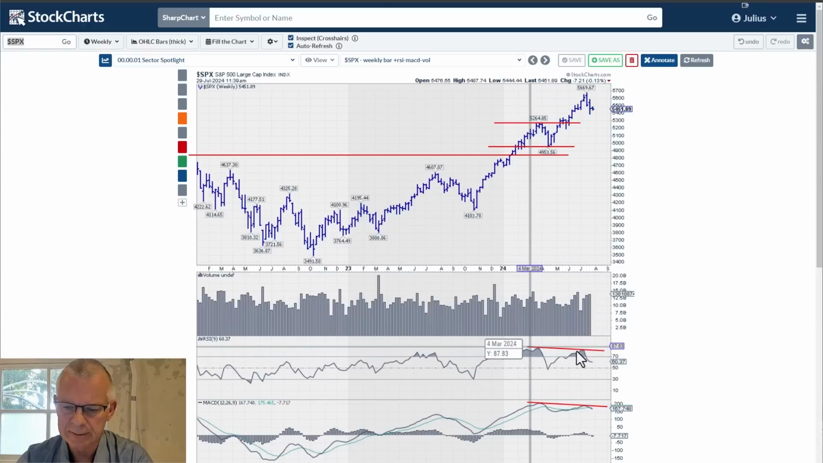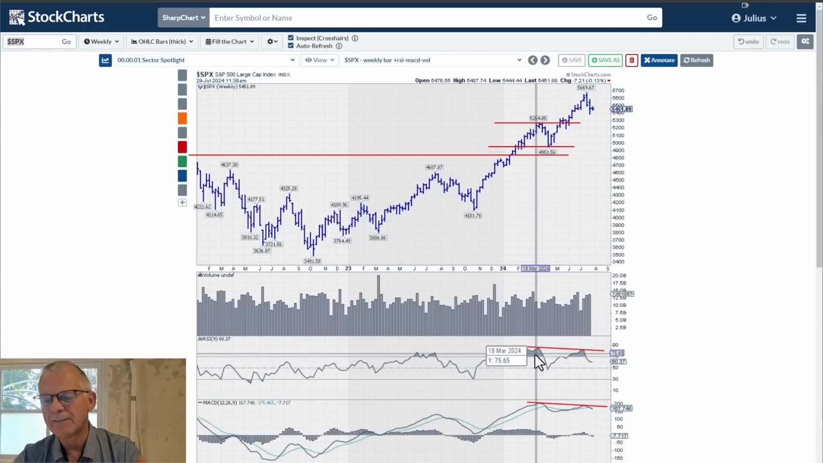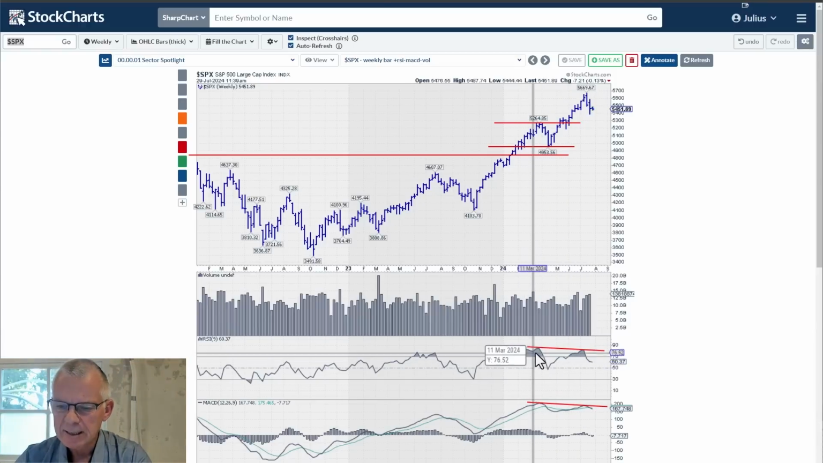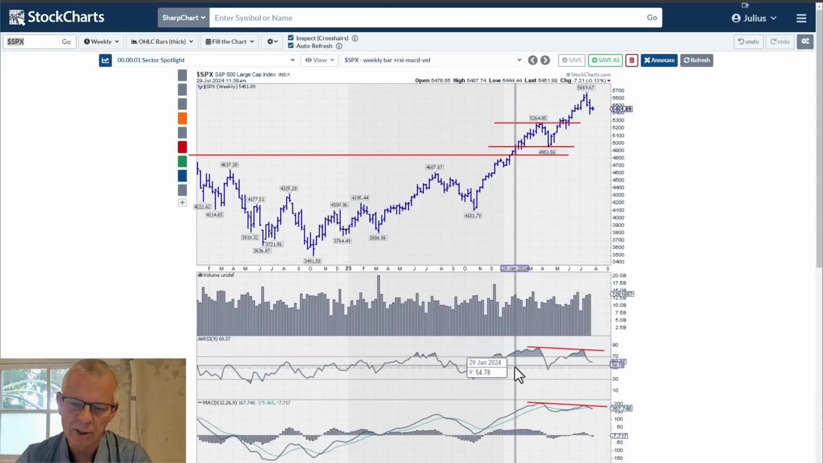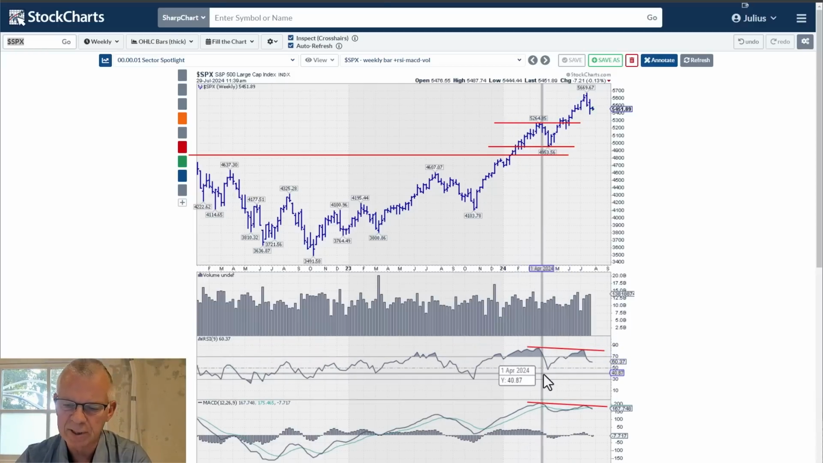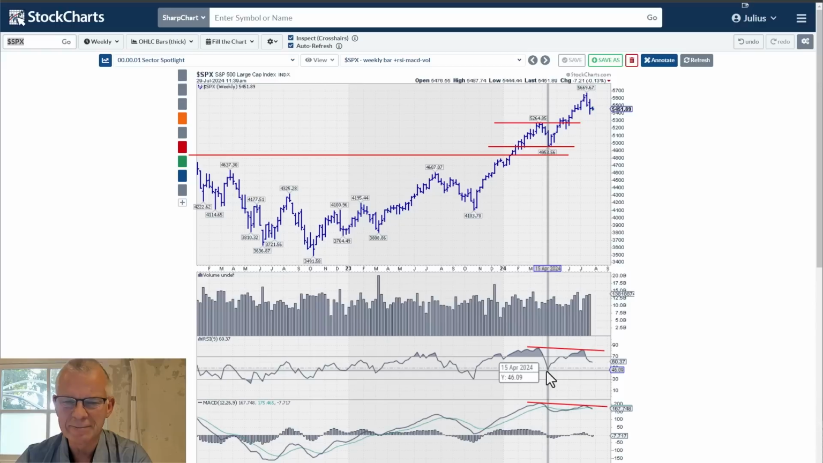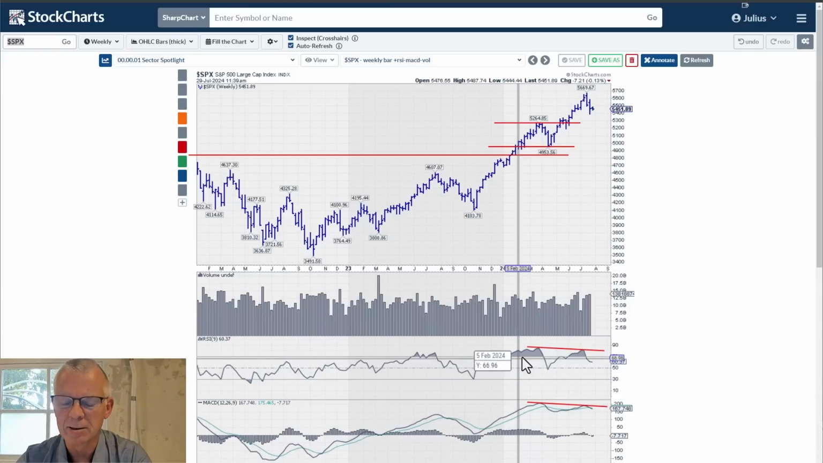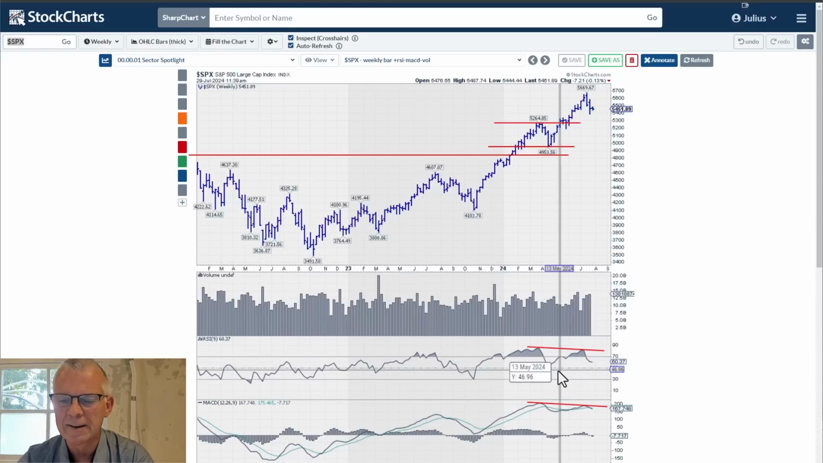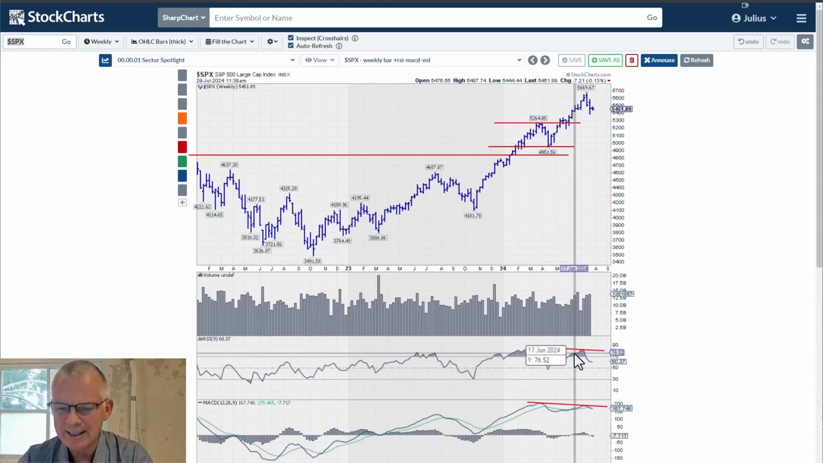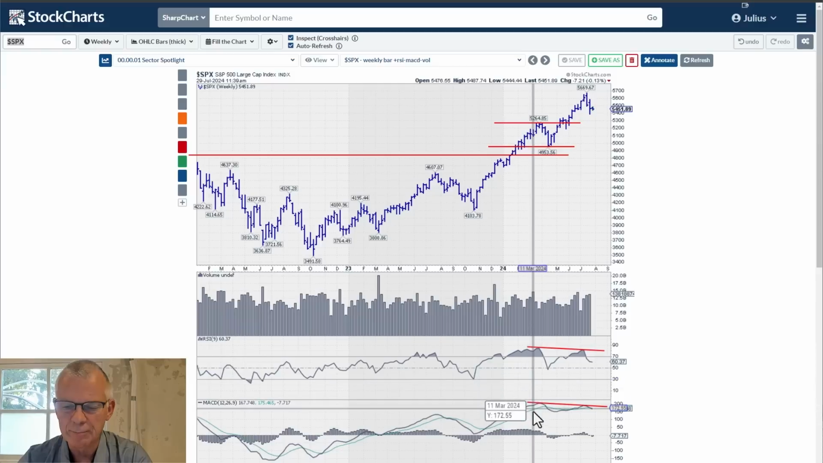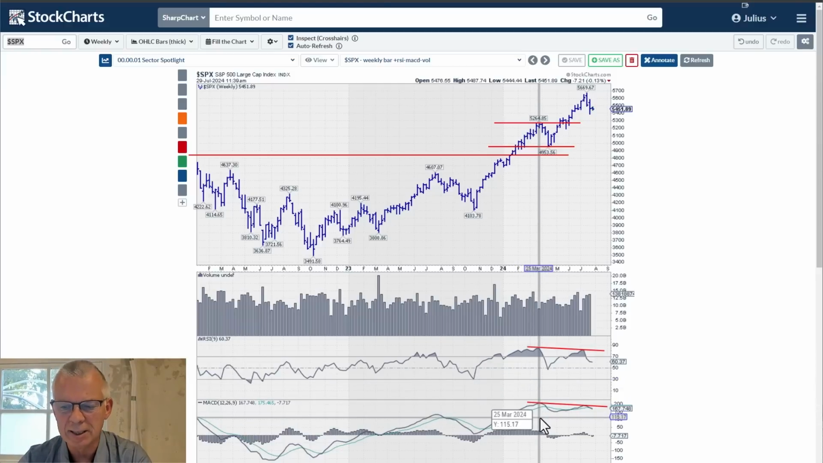building up a negative-ish divergence. For this one, I'm not too fond of it because we dipped below 50. In general, I have a rule of thumb that when the RSI drops below 50, you recycle, you start again. Nevertheless, it tells you something, but the MACD is pretty clear.